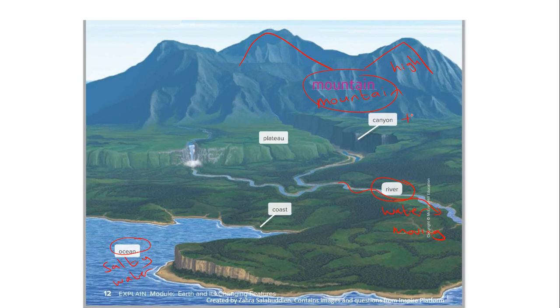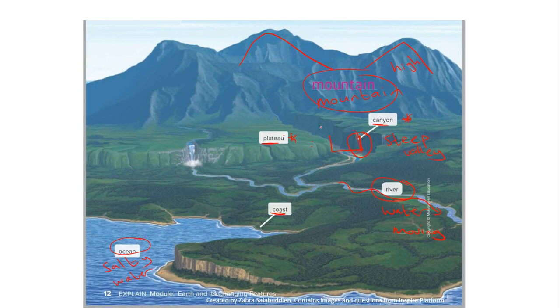So the ones we need to focus on are canyon, plateau, and coast. So let's talk about the canyon. A canyon is this steep side valley. So it's a valley, it's between two mountains, we can see that, but it is a U shape, not a V shape, because it is very steep. The sides go down quickly. So this canyon is a steep valley.